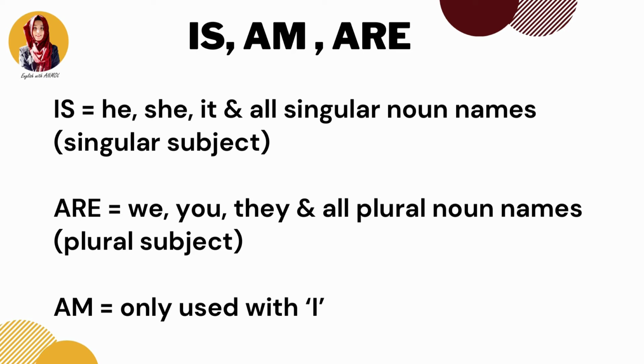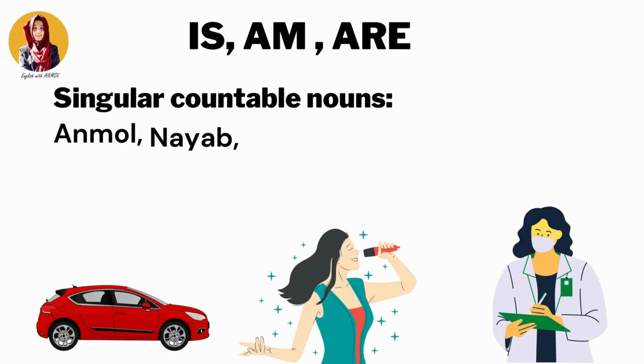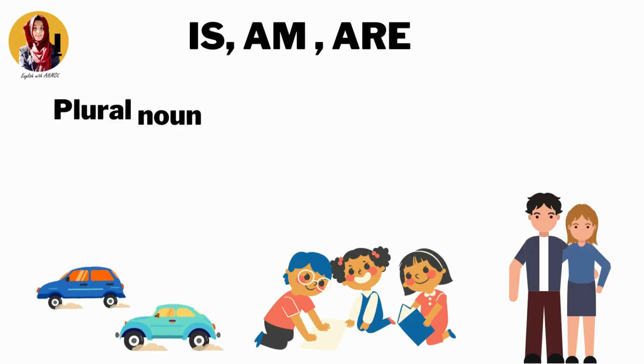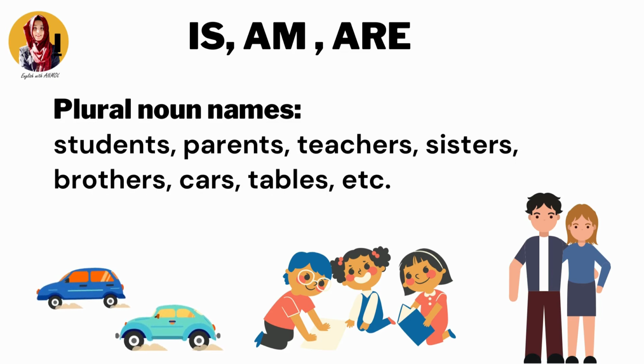Now let's look at the examples of singular countable nouns. Singular countable nouns may be the name, profession, relation or the name of anything. For example, Anmol, Nayab, Abdullah, doctor, singer, mother, car, pen, etc. Now look at the examples of plural noun names: students, parents, teachers, sisters, brothers, cars, tables, etc.